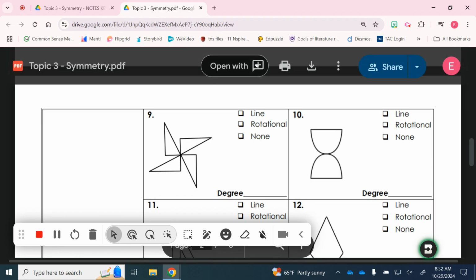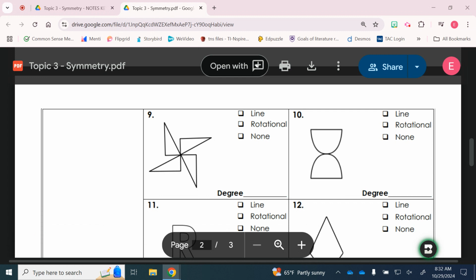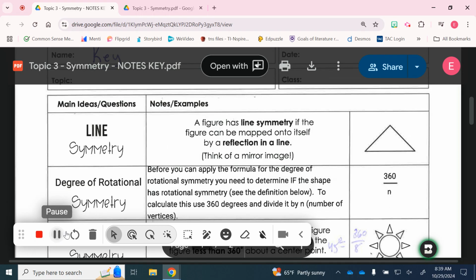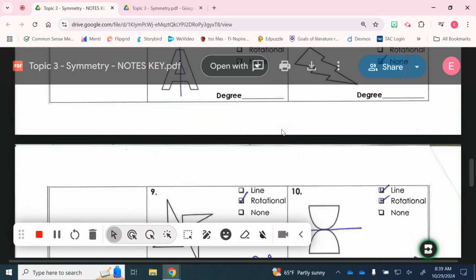You make a pass? Make a pass real quick. Yes, please.